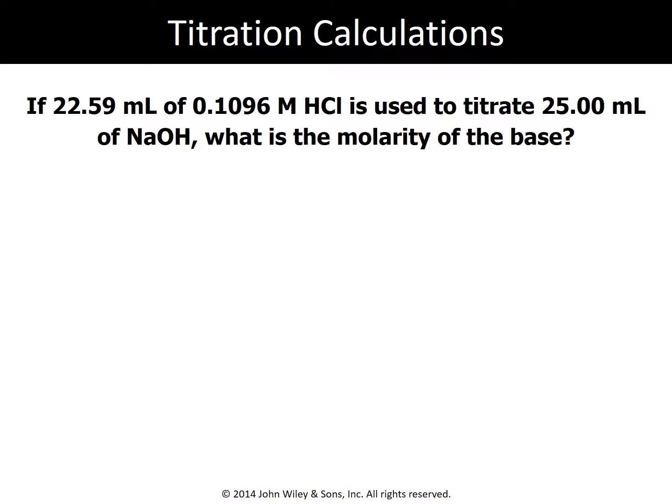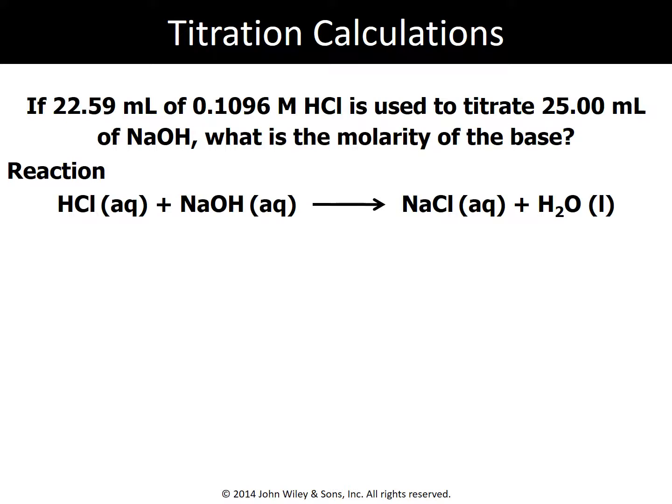So these are the kind of questions you should be comfortable answering. If 22.59 milliliters of a 0.1096 molar HCl solution is used to titrate 25 mL of NaOH, what is the molarity of the base? We can write out our chemical reaction. Combining these two species is going to give us sodium chloride and water. What we need to do now is figure out how many moles of HCl we have to neutralize our sodium hydroxide. We need to calculate the moles, and then to get molarity, divide those moles by our volume.